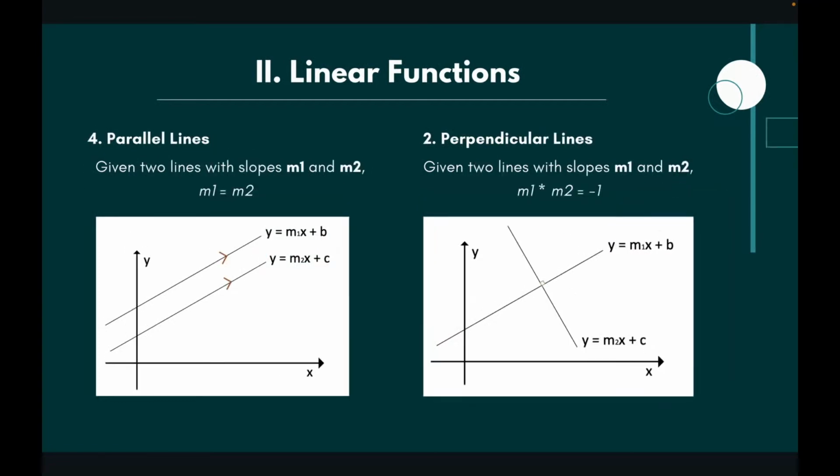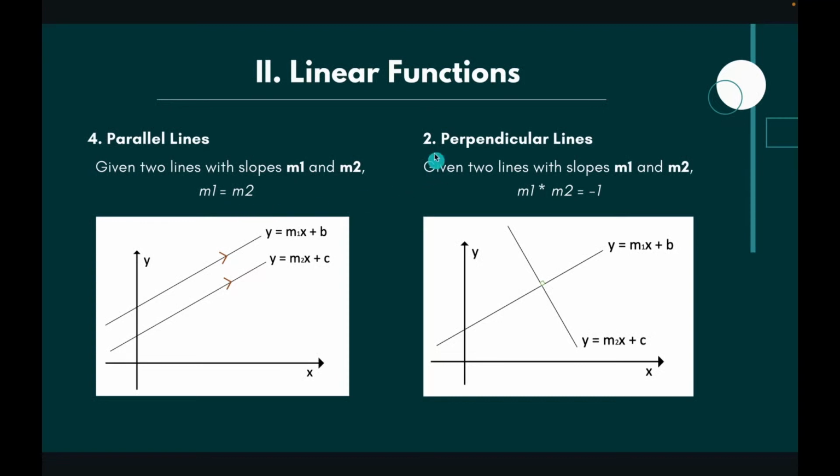Now we'll be looking at a few key relationships that 2 lines can have. First, 2 lines can be parallel. This means that they will never touch or intersect each other. 2 parallel lines will have the same slope. So given 2 lines with slopes m1 and m2, m1 equals m2.